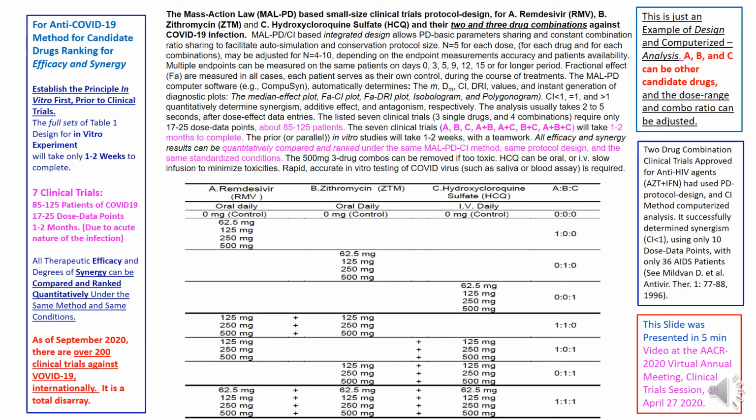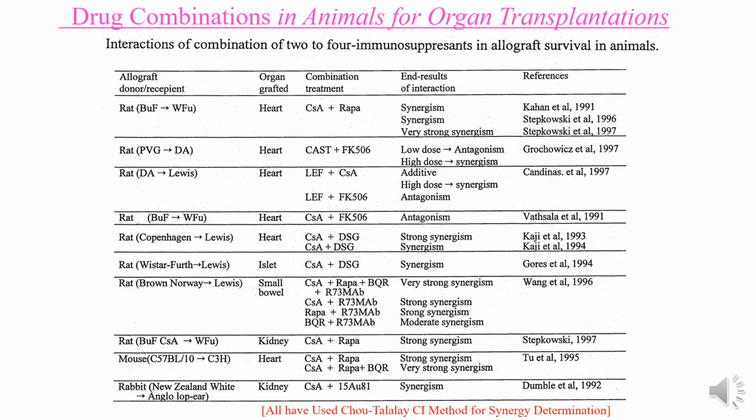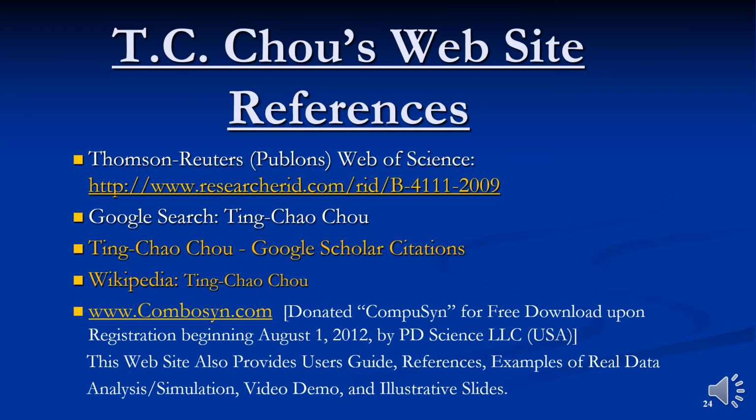This is the proposed anti-COVID-19 design for 2 and 3 drug combination integrated method in vitro and in clinical trials using the unified MAL-PD CI simulation. These are immunosuppressant combination for synergy determination in vitro, also in animal for the kidney and heart organ transplantations. These are the website for references.